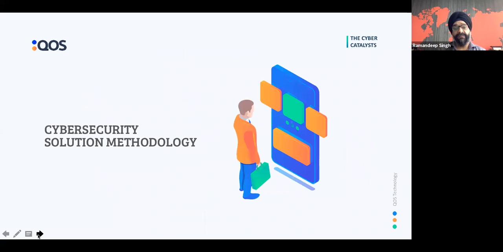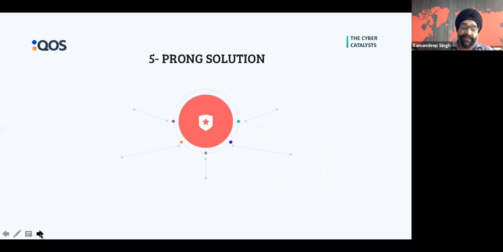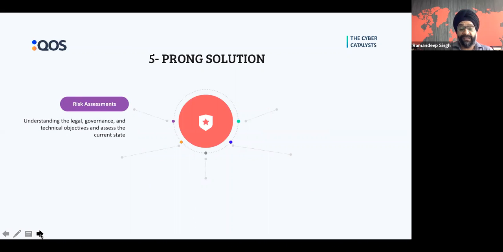So we've seen a conundrum. We have seen the different exploits that are there, and now since I'm trying to bring my focus to the cybersecurity solution, let me introduce you to the 5-pronged solution strategy which we follow at QOS Technology when we talk to our customers. So first thing is that one has to have risk assessments done. And I'm telling you that when you see all 5, you'll say, oh, this very much resembles NIST. This very much resembles my ISO 27000. So what is different? You'll see the difference in the subsequent slides.